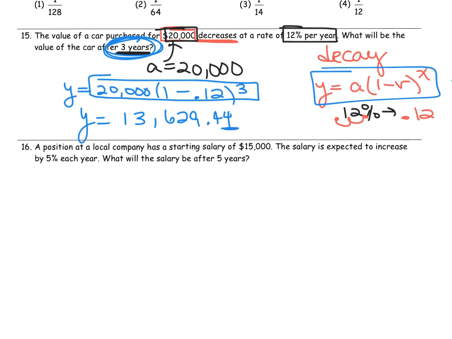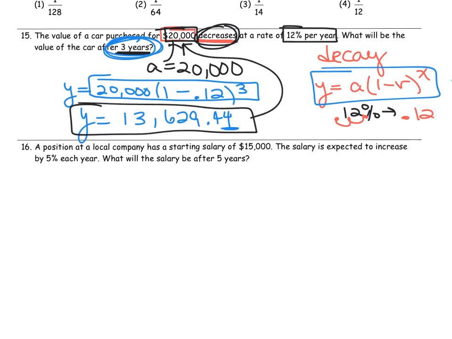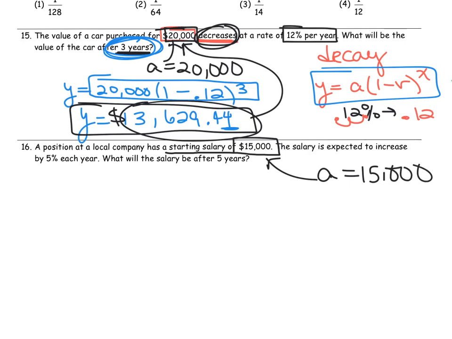All right, awesome. Let's take a look at question 16. And now, guys, just make sure your answer makes sense. This is talking about something that decreased, so I would hope my answer choice is smaller than the starting amount. Okay, let's look at 16. We have a position at a local company that has a starting salary. So there's your initial amount, my a value. We're starting at 15,000. And we're expected to increase. So I'm looking at a growth.